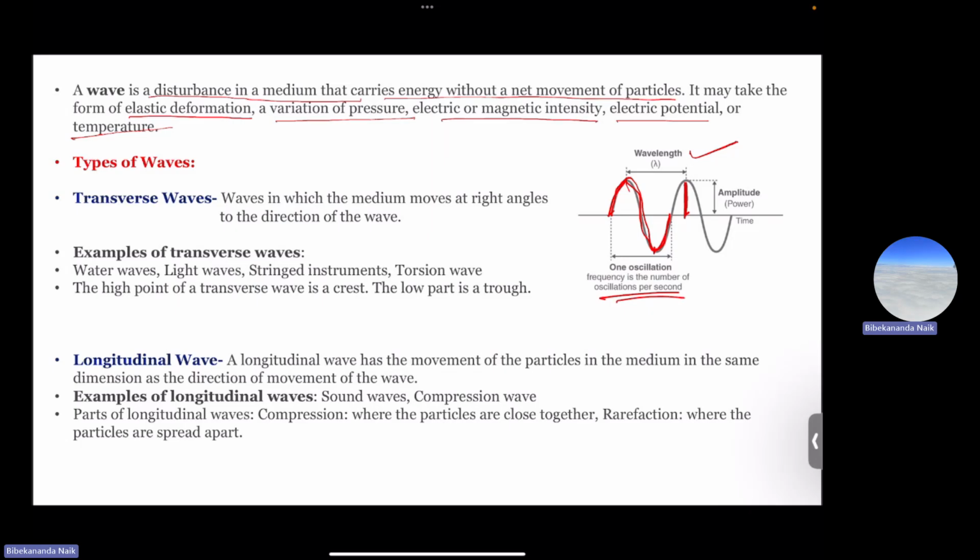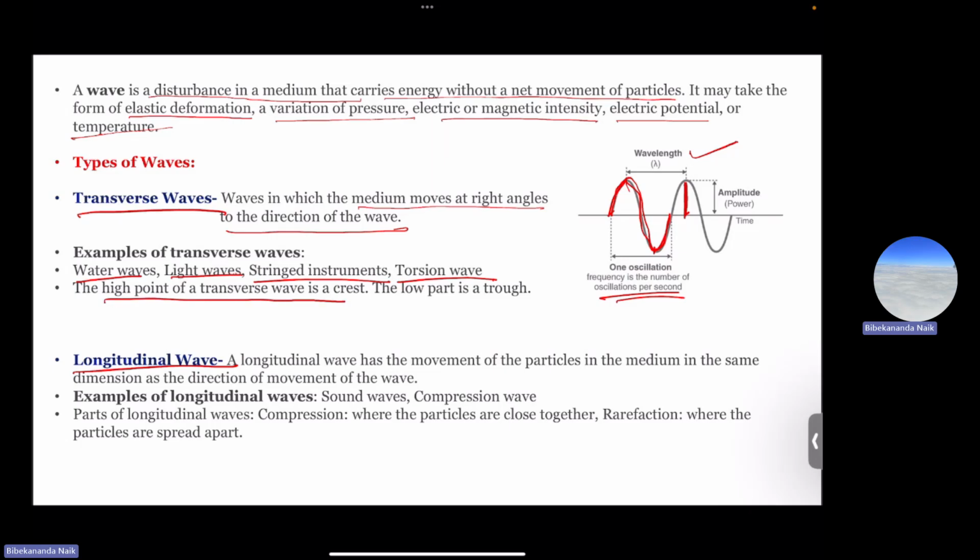And if you talk about different types of waves, mainly there are two types: transverse wave and longitudinal wave. In a transverse wave, the medium moves at right angles to the direction of the wave. So when a wave propagates along a direction, and the quantities vary along the perpendicular direction, that is called a transverse wave. For example, water wave, light wave, stringed instruments, or torsion wave. Light wave is an electromagnetic wave, which we will discuss in the next slide.